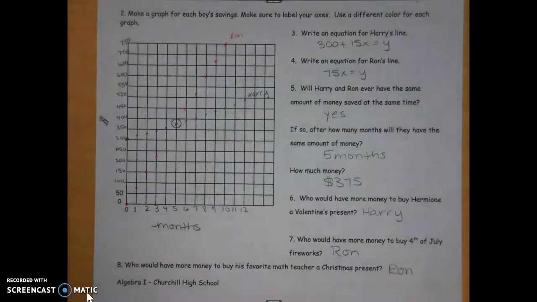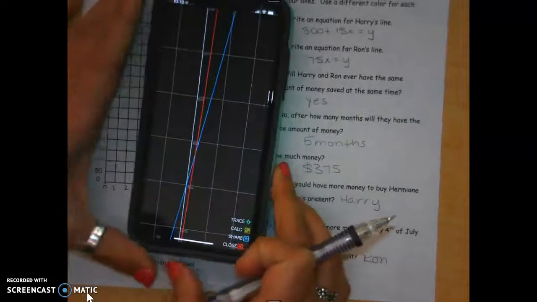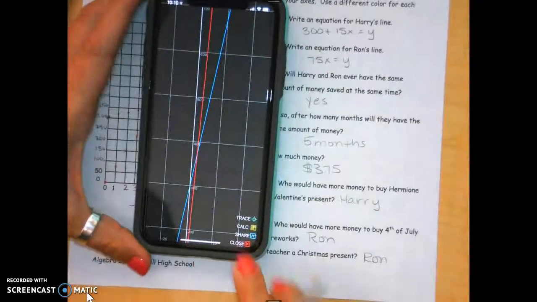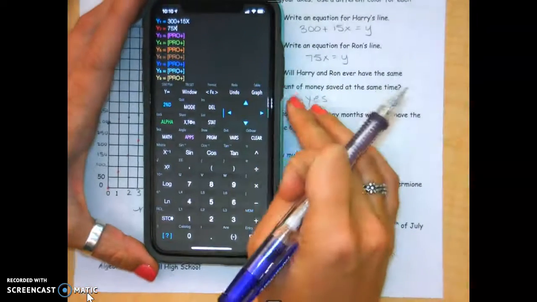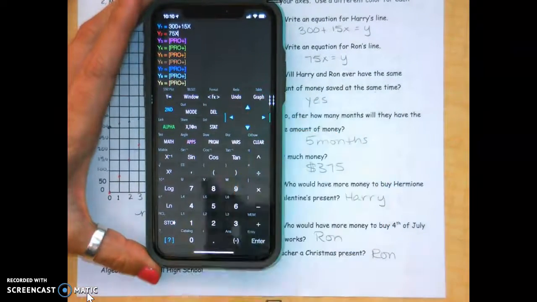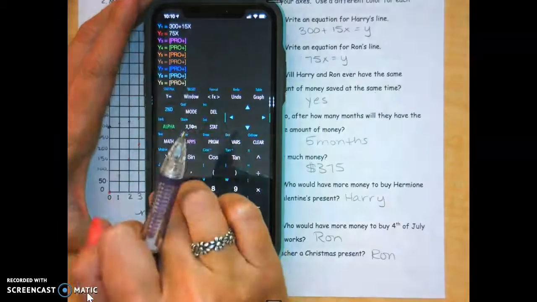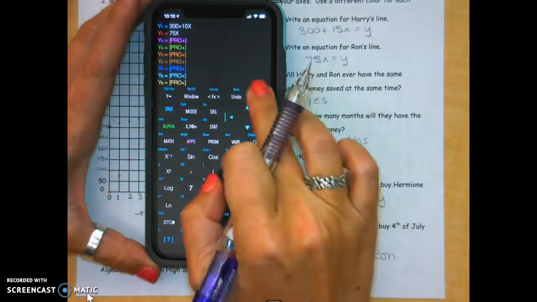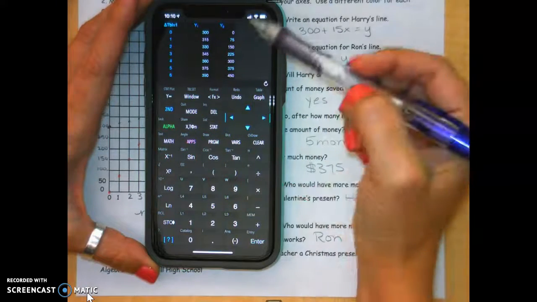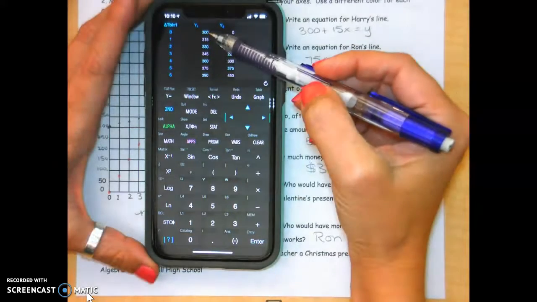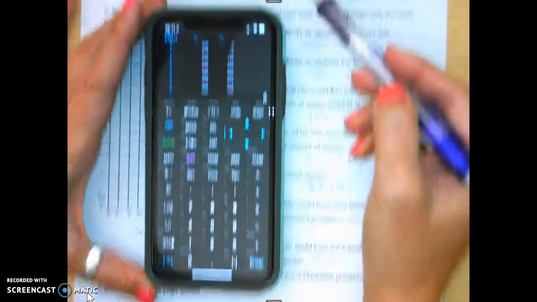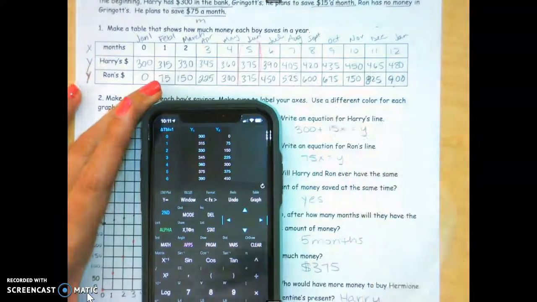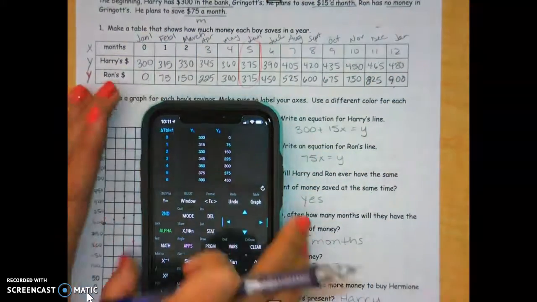You can also, when you put in your equation in your calculator, so we're going to close it. Table is right here where graph is also, but it's tiny. So that means we need to hit this second button, and now table is blue. So you can also use this to check your table, where this would be Harry and this would be Ron. And you can check your numbers with what we have in our table. So just a couple of things you can do.